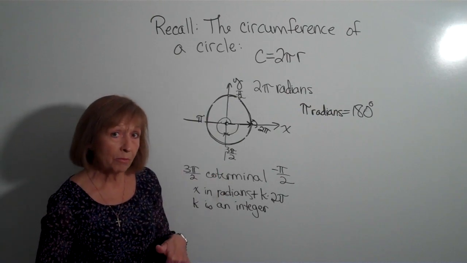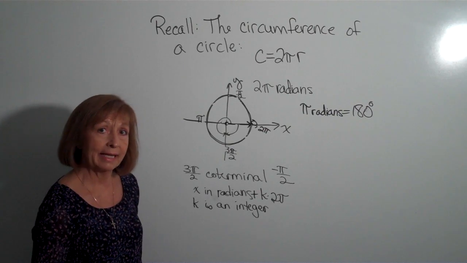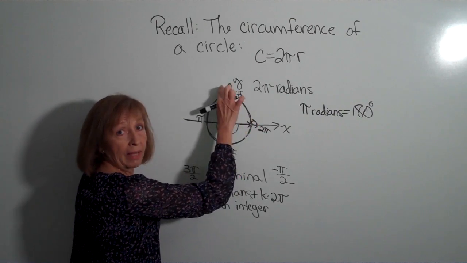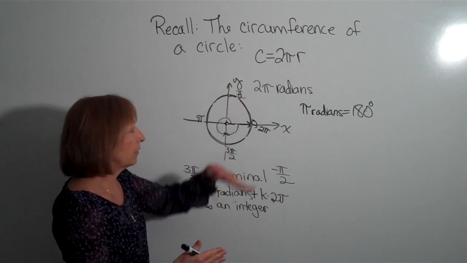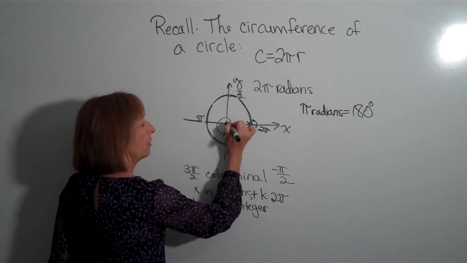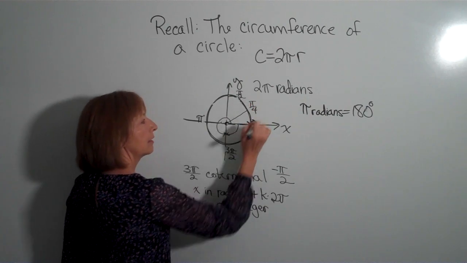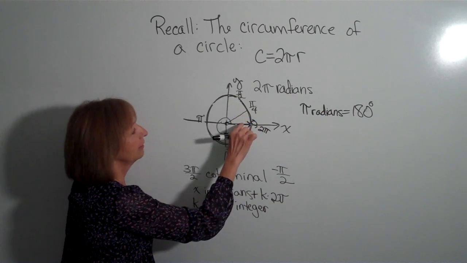Let's cut this up a little bit more, and then we'll look at how to change from degrees to radians and radians to degrees. So what's halfway between 0 and pi over 2? Well, halfway between 0 and a half is a fourth. So that would be pi over 4. So pi over 4 goes with a 45-degree angle.